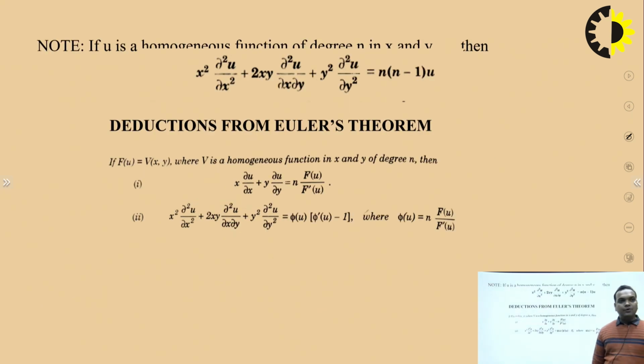Now if u is a homogeneous function of degree n in x and y, then x square del 2 u over del x square plus 2xy del 2 u over del x del y plus y square del 2 u over del y square equals n into n minus 1 into u.